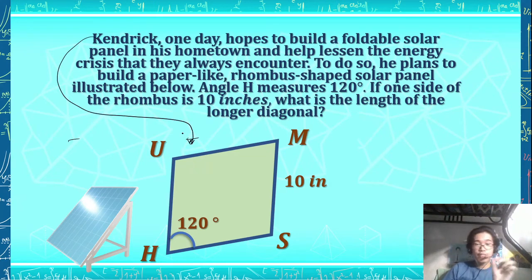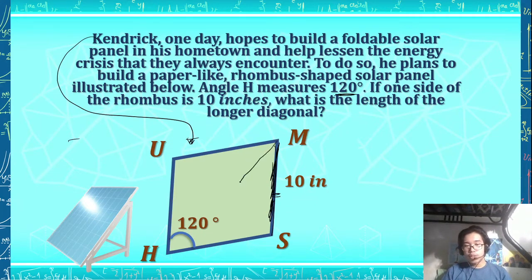It looks really thin in this picture. So there you go, that will be a good invention. It's illustrated below. Angle H measures 120 degrees. If one side of the rhombus is equal to 10 inches, so we have here the measurement of MS is equal to 10 inches, what is the length of the longer diagonal?